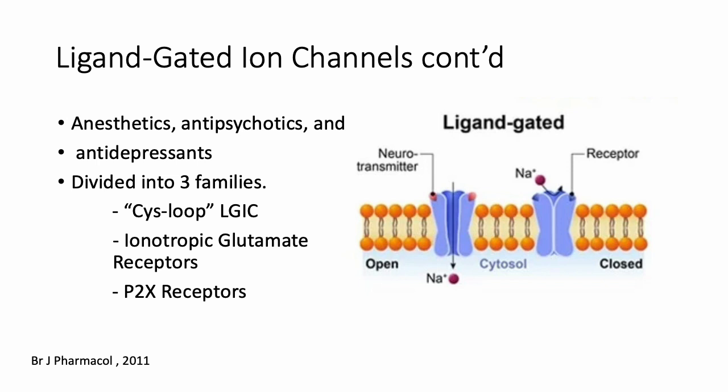Now, all the information before was just for the cis loop ligand-gated ion channels. So we're going to go over the other two families, which are the ionotropic glutamate receptors and P2X receptors. Activation of ionotropic glutamate receptors occurs by the neurotransmitter glutamate, hence the name, right? These receptors mediate the most fast excitatory transmission in the CNS, central nervous system.